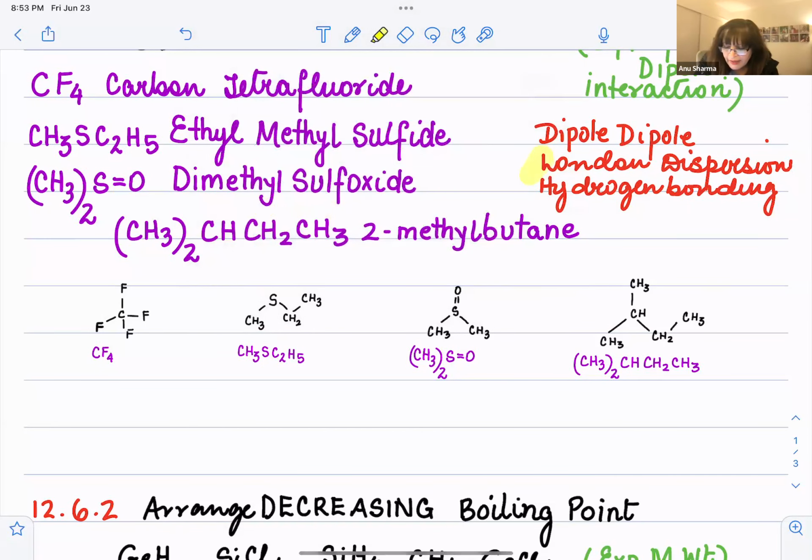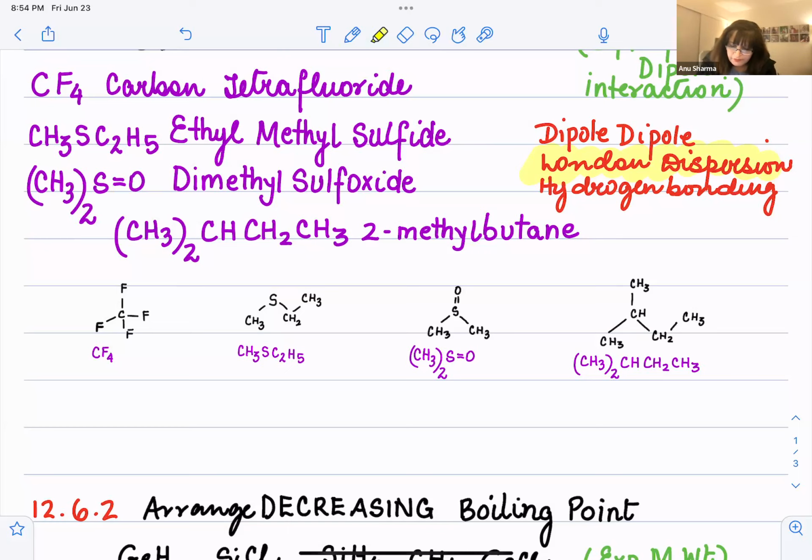London dispersion forces, LDF, which some books also call dispersion forces, are present in all the molecules. All the molecules have London dispersion forces. The only other things are dipole-dipole and hydrogen bonding.